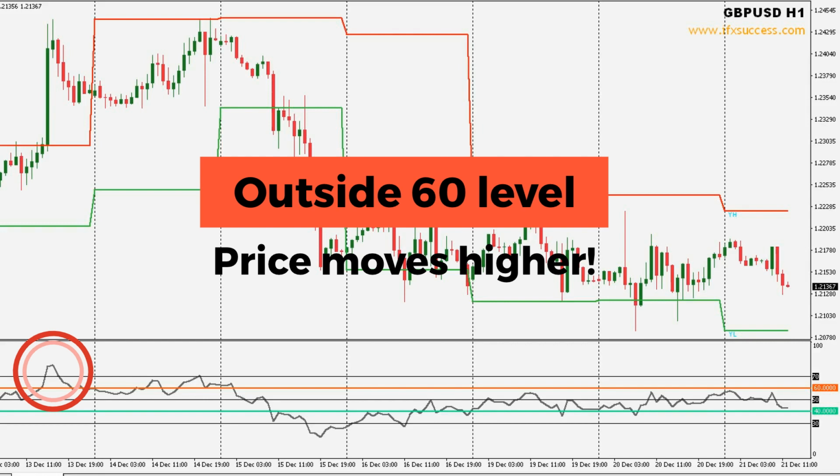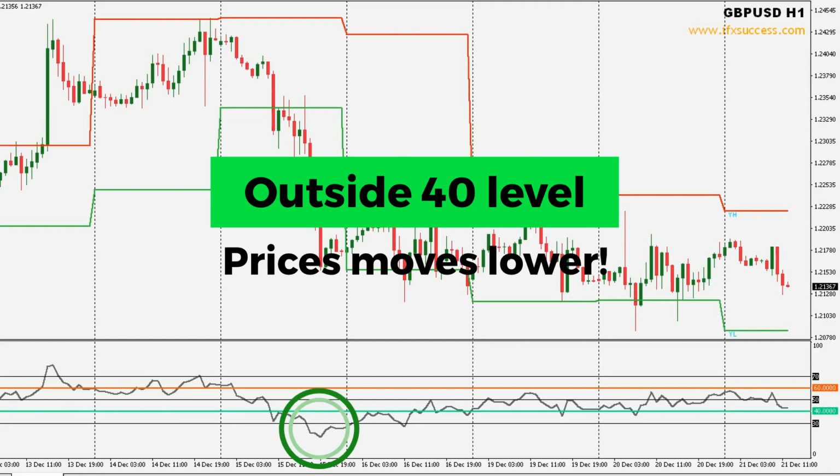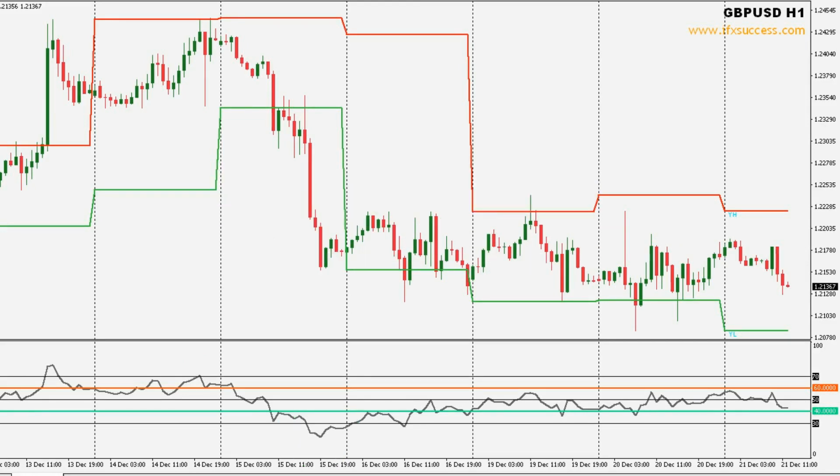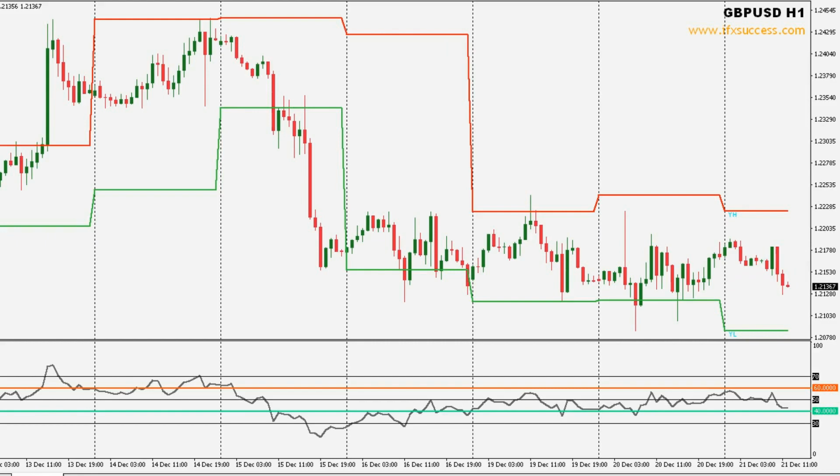Notice that when the RSI is outside the 60 level, price tends to move higher and higher, or when it's outside the 40 level, price tends to move lower and lower. So when you get an M15 reversal block alert, also make sure the RSI in 1 hour is inside the 60 and 40 levels. This increases the chances of a successful entry.